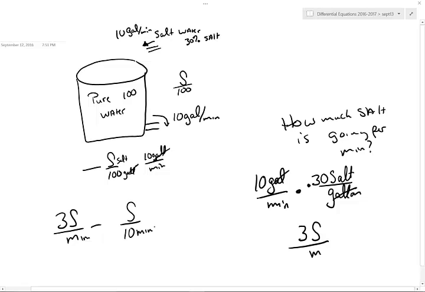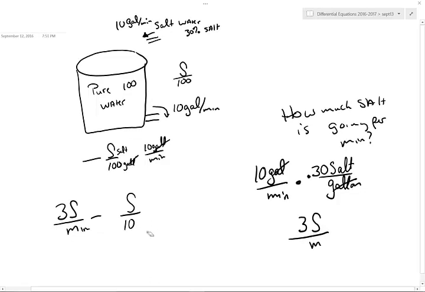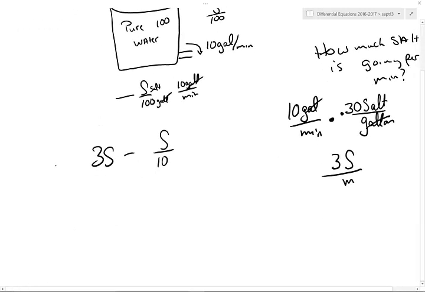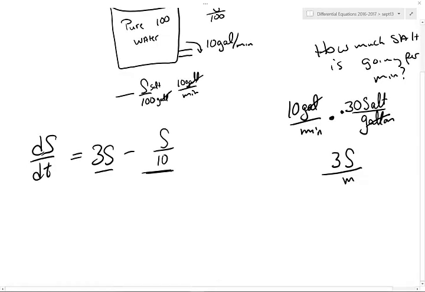Now, what's really going to happen is we're not going to include the per minutes. We're just going to leave that off. So it's going to be 3 minus S over 10. And this is my dS/dt. Again, on the previous problem, we were putting no salt in, so we just had salt coming out. But this one's got some coming in and some coming out.